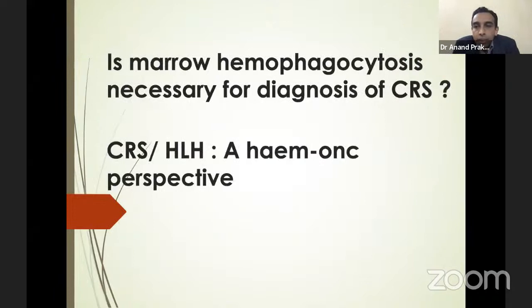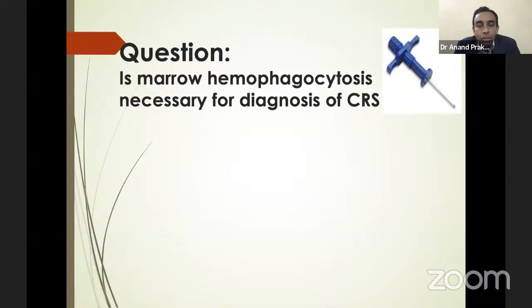Let me give you, like Anand said, the pediatric hemonc doctor's perspective, because I think the hemonc team is getting into a little trouble, because it looks like the rheumatologists and the intensive care teams are very worried. These hemonc people come in, they ask for marrows, they delay diagnosis. And so the question which was put to me is: is marrow hemophagocytosis necessary for the diagnosis of CRS?